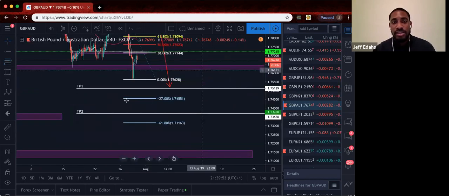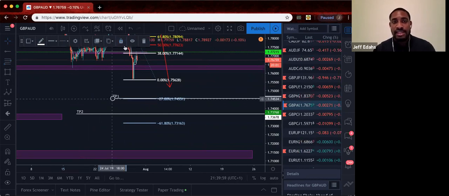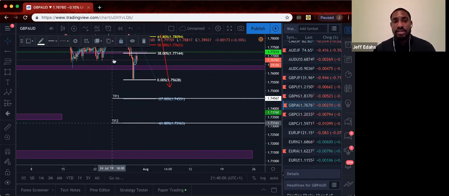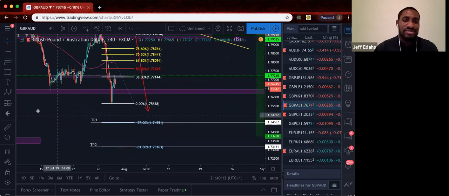So TP1, I can now move this TP1 into there, because I believe this is actually heading down. I don't think it's going to actually go up anymore. And then TP2, I'll just move that into there. Okay, simple as that.